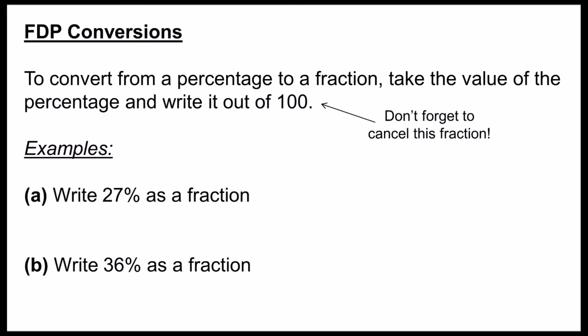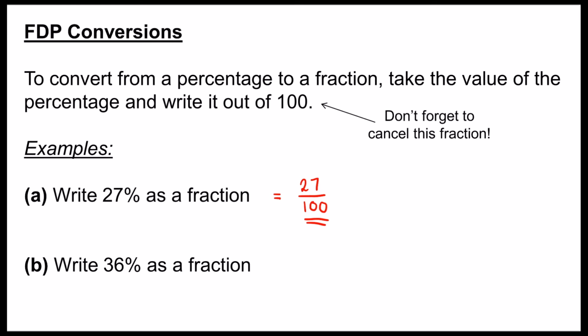So in my first example, I'm asked to write 27% as a fraction. I'd start off by taking the percentage value of 27 and writing it over 100. In this particular example, I can't cancel it down, so this would be my final answer.